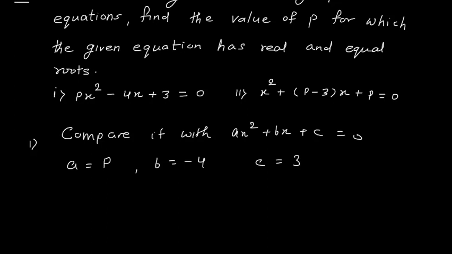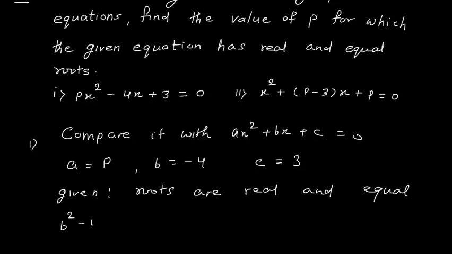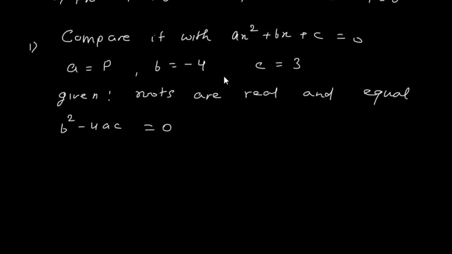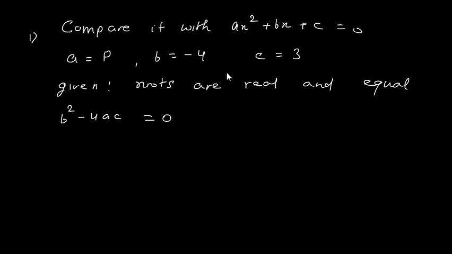So as it is given that roots are real and equal, we can say that b square minus 4ac is equals to 0. So b square means minus 4 square, minus 4, the value of a is p and the value of c is 3. This should be equal to 0.